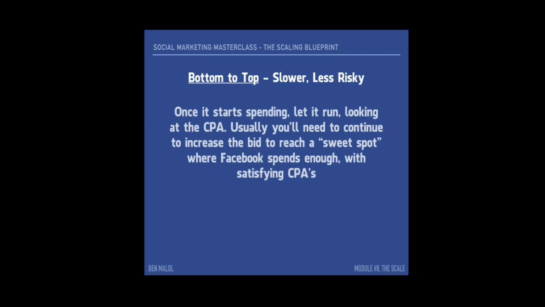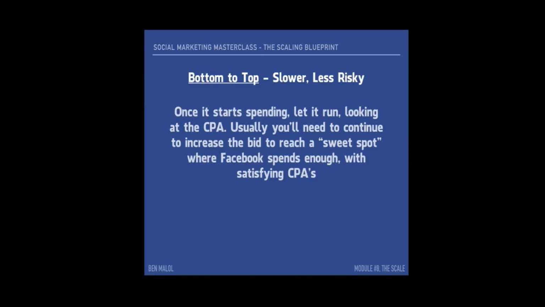Once it starts spending, you let it run for anywhere between 12 to 24 hours and you see how much it's spent in total and how much you're paying per action. Now, usually when it starts spending, it will barely spend over the day because that's like the minimum bid that is working. If you increase the bid, it will start spending more, meaning getting you more conversions.